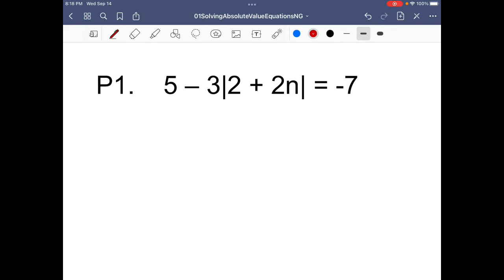Now, listen, you want to push pause and actually try problem P1. It's not going to do you a whole lot of good to just watch me do it, although, yes, in about 10 seconds I am going to go over it so you can have that feedback. So push pause, see if you can isolate the absolute value, and then split this thing up into a positive and a negative.